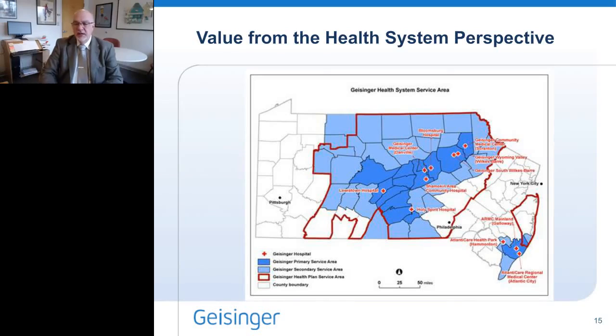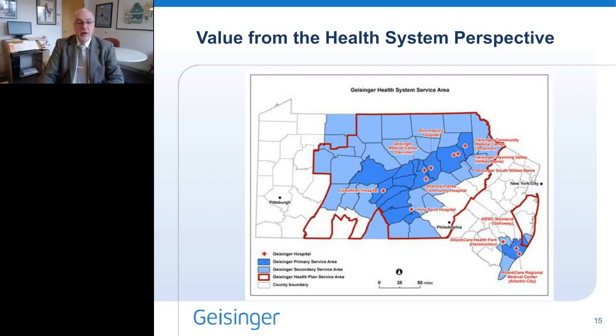Now, I want to present value from the national perspective, rather, to anticipate a question that some of you may have, which is why would a healthcare system like Geisinger choose to invest in genomics? So this is a map of our healthcare system for those of you who are familiar with U.S. geography. We encompass most of central Pennsylvania, and we also now have a healthcare system in Atlantic City, New Jersey.